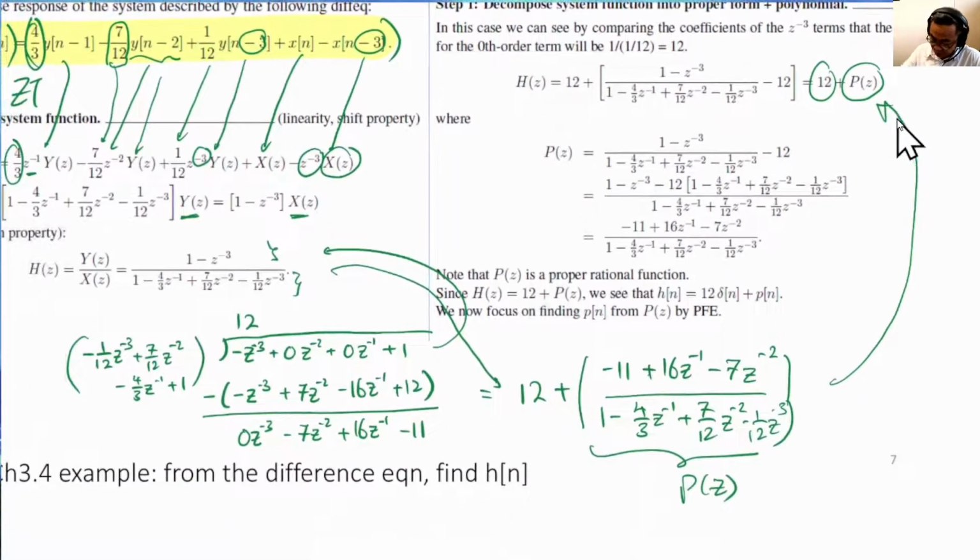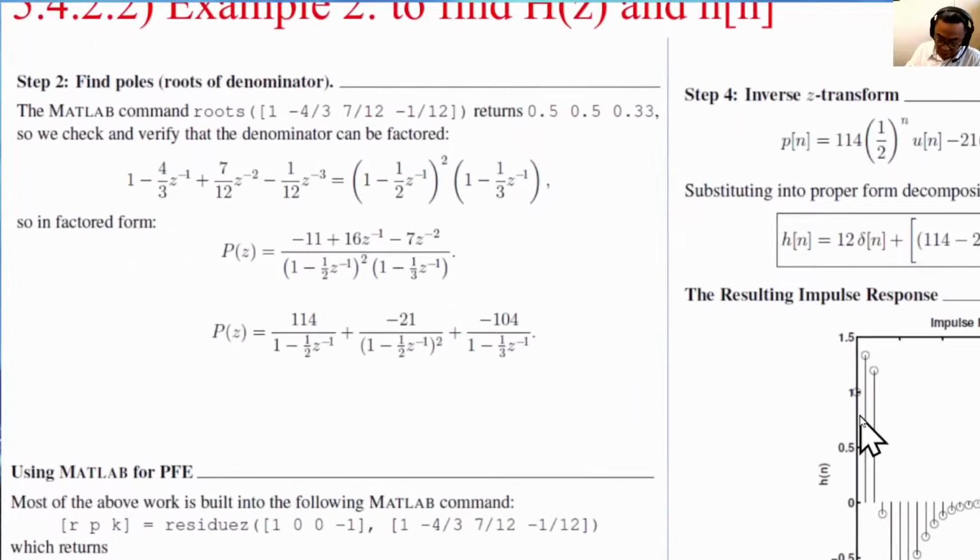We are now ready to perform inverse z transform to get h of n. So let's copy this equation here to the next page. Now the next page shows us how to find the P of z, because 12 is already taken care of. It is very error prone because we are now in a third order of polynomials.